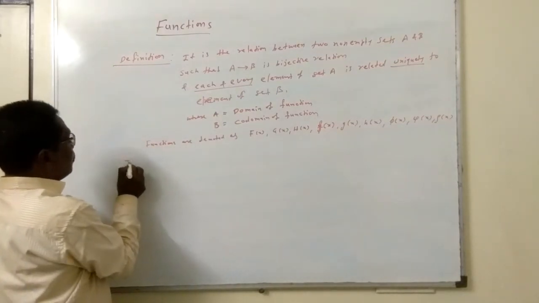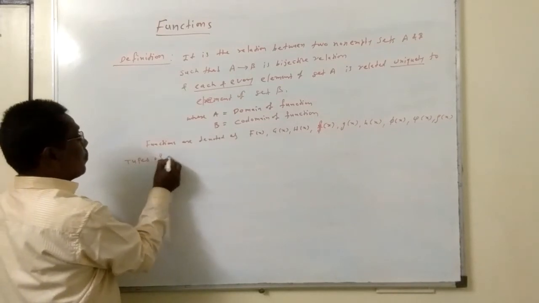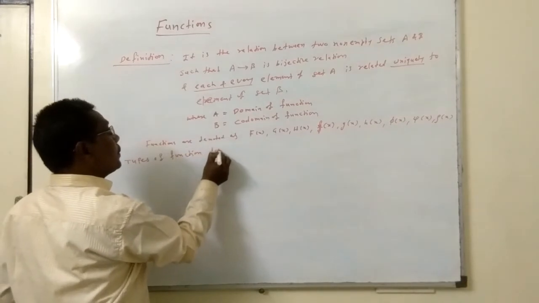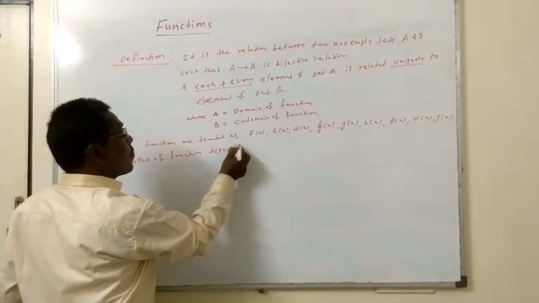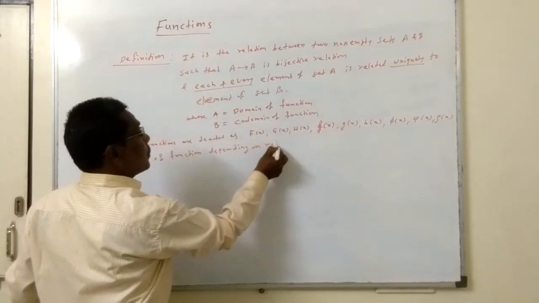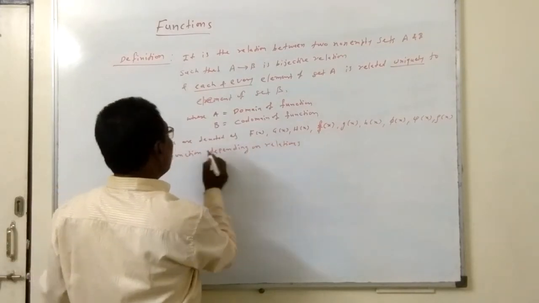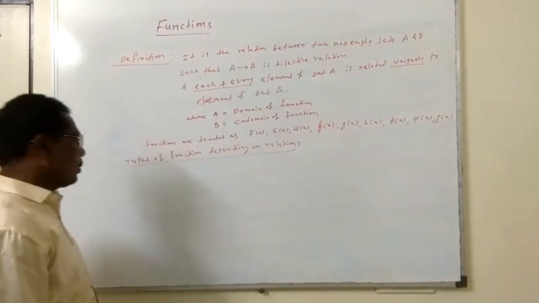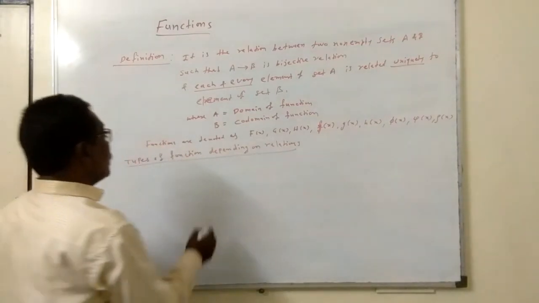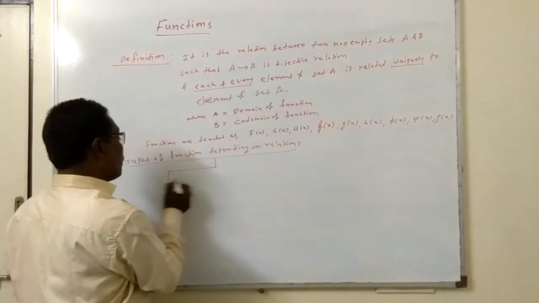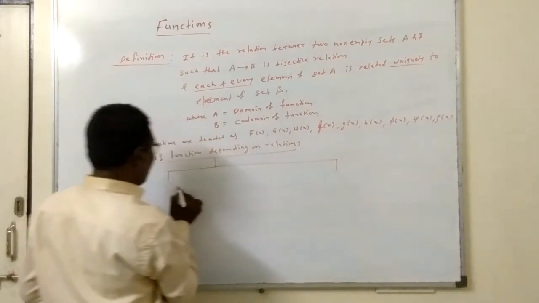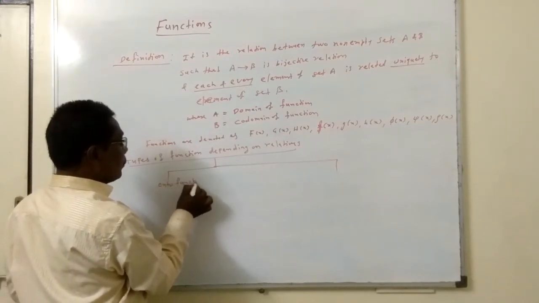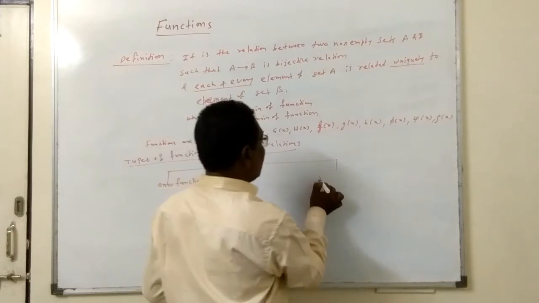Now, types of functions. Depending on relations. So, which type of the relation is there? On that type of the relation, how the functions are classified. So, basically, functions are classified into two ways. One is onto function, and the other is into function.